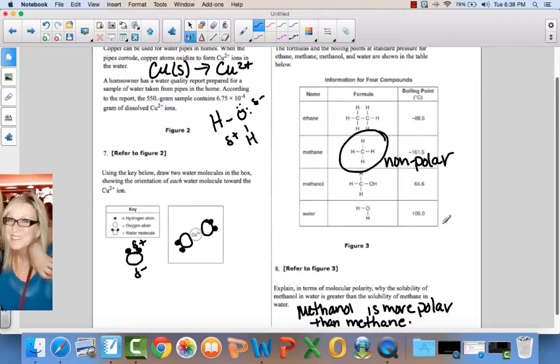It is non-polar. Methanol is definitely polar because the north and south cancel out, but the east and west don't. There is pull here. There is going to be pull in this direction.